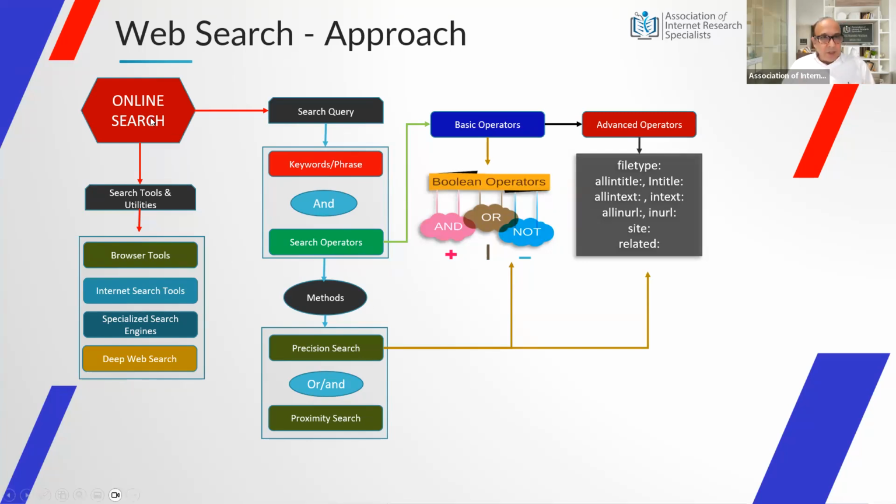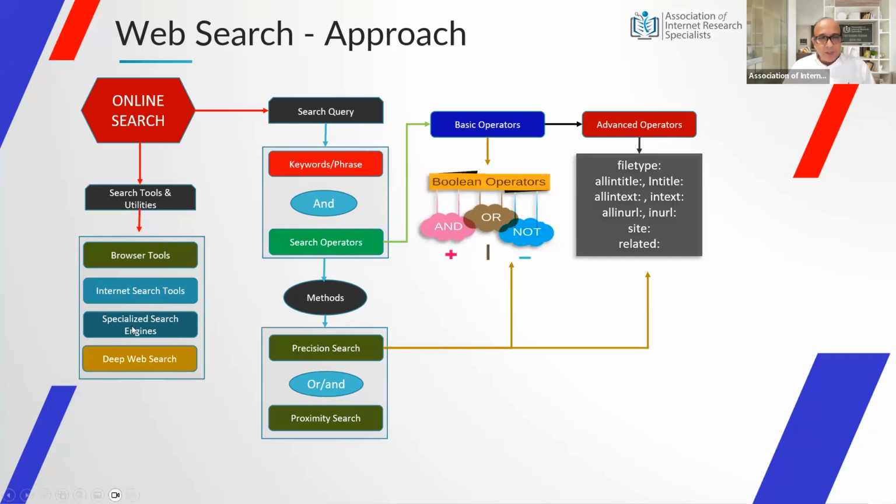So let's look at this chart first. It's just illustrating generally how we approach an online search. Online search is not just building the search queries. There are other tools or utilities that we use, which are shown here. There are browser tools, which you're familiar with, I'm sure. Internet search tools are for due diligence, background checks, in-depth search, and research into certain types of databases, which are more organized and which you subscribe to.